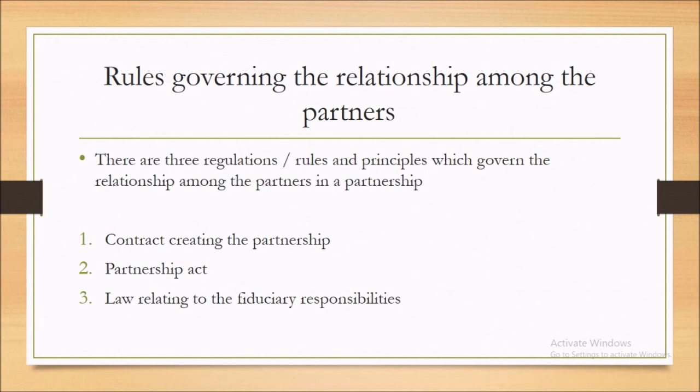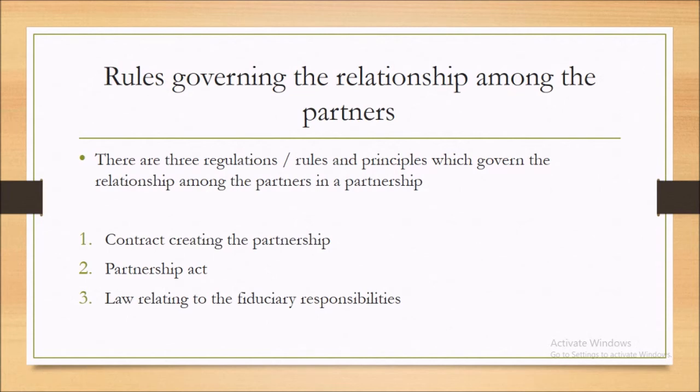We told you, it should be a business relationship. It should be common to the partners, as well as oriented on the profits. Then there are regulations, rules and principles which govern the relationship among the partners in a partnership.